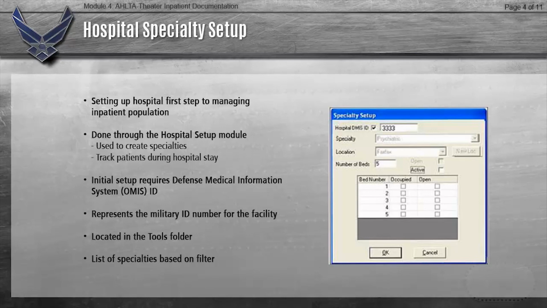The hospital setup module is located in the Tools folder in the folder list. This module can be accessed outside of a patient record, and the list of specialties displayed is based on the filter located in the upper right corner of the window.